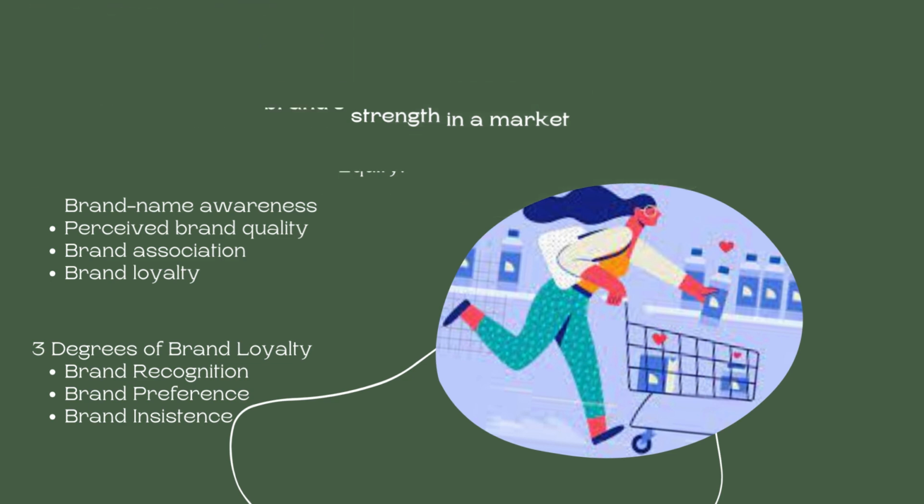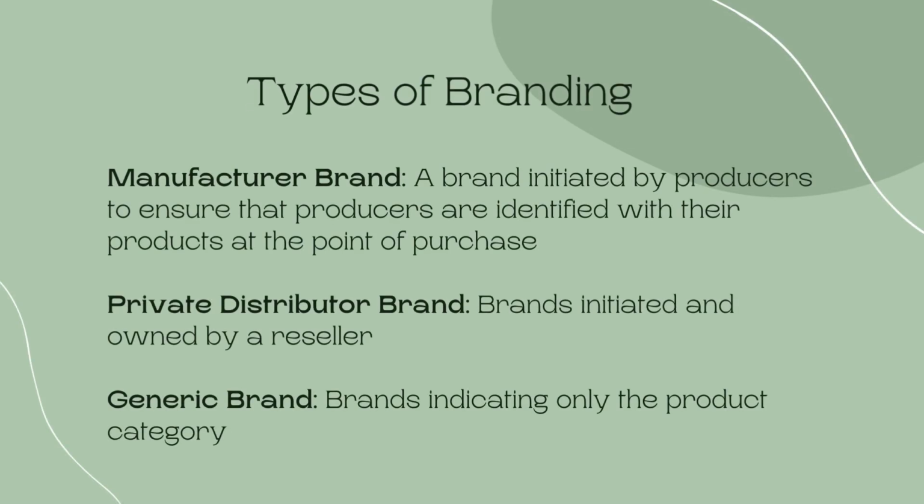Now you have your types of branding. There are three major types of it. First up being the manufacturer branding, which is when a brand initiated by producers to ensure that producers are identified with their products at the point of purchase. Then you have private distributor brand, which is when brands are initiated and owned by a reseller. And then you have your generic brand as well, which is brands indicating only the product category.